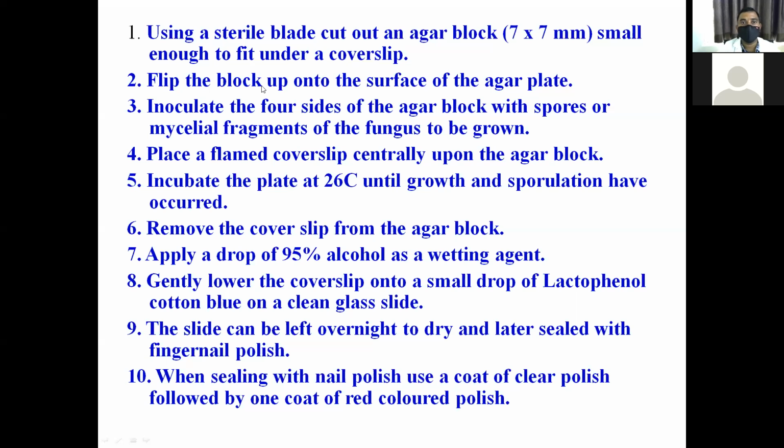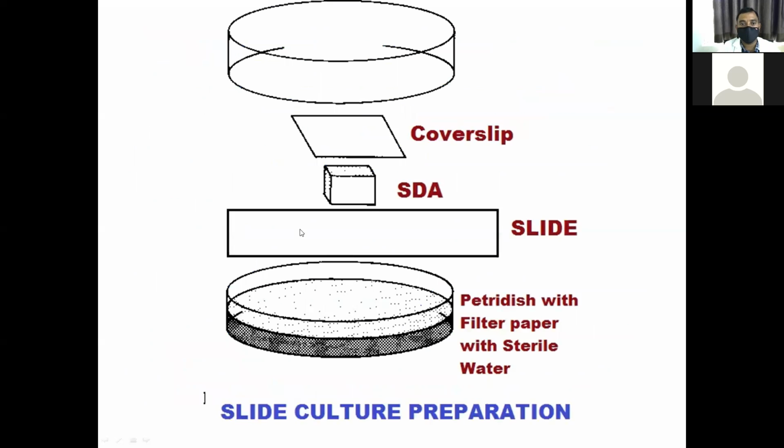I will show you the steps one after another. First, take a sterile slide. First, all of these must be put in a hot air oven: the sterile slide, petri dish, cover slips, and carbon rods. These can all be sterilized first in a hot air oven.